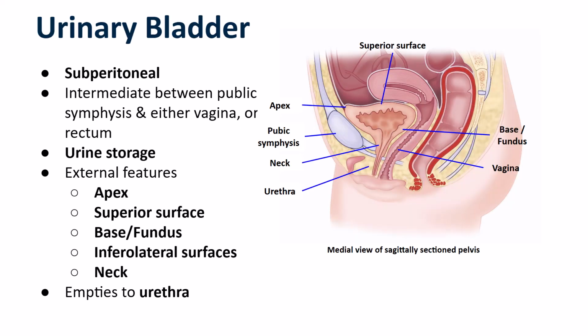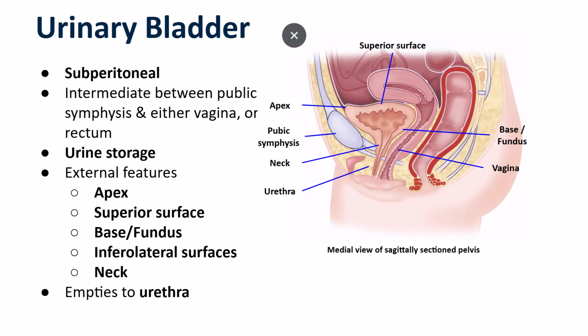So let's begin with this medial view of a sagittally sectioned pelvis. The urinary bladder is a subperitoneal structure. So I can outline, there's the parietal peritoneum, there's the visceral peritoneum overlying the pelvic organs, and the urinary bladder is found below, or sub, the peritoneum. It is also intermediate between the pubic symphysis, where the pubic bones come together, and either the vagina or the rectum, depending on the presence of organs.